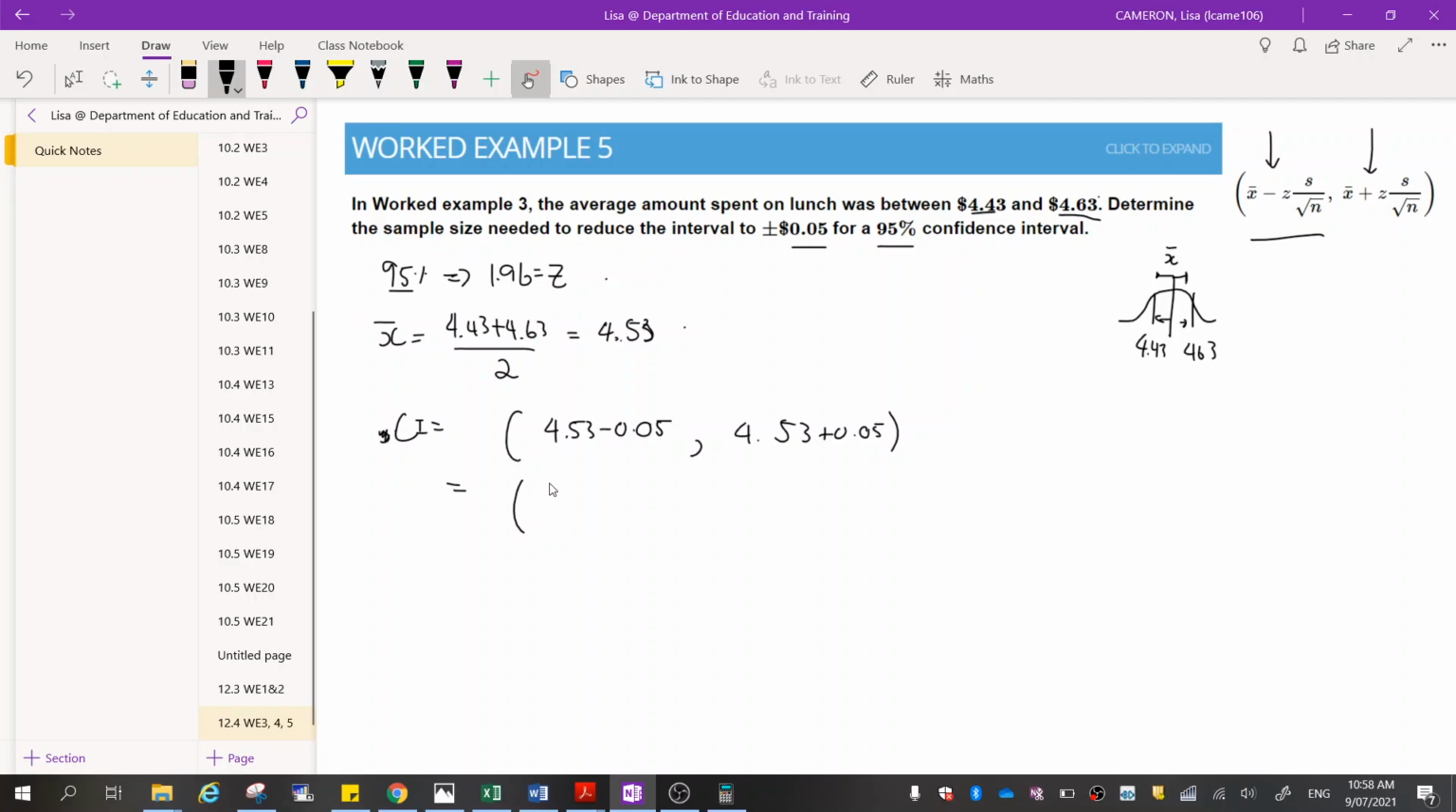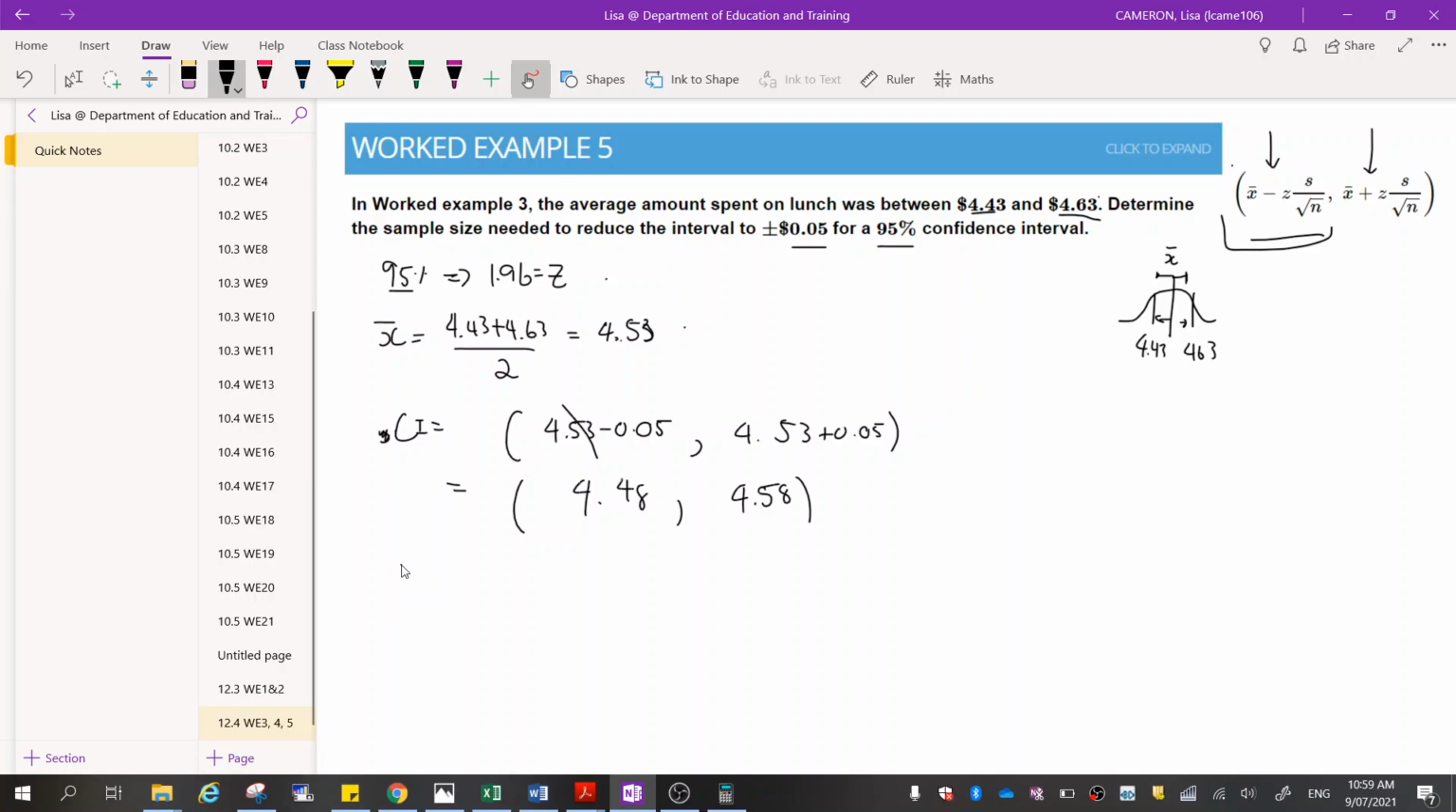It looks like I'm going to have to press the buttons for myself. Don't you hate that? 4.53 minus 0.05. That one's going to be 4.48. And the next one, change that to a plus, 4.58. All right, so now I've got some numbers there. So let's start filling it in. I'm going to go with the lower one.